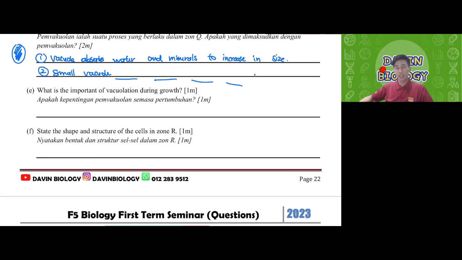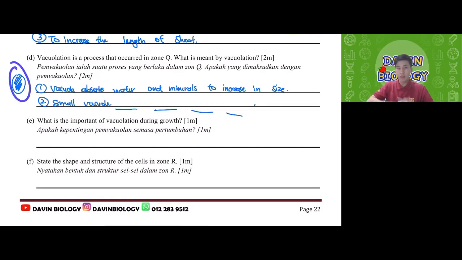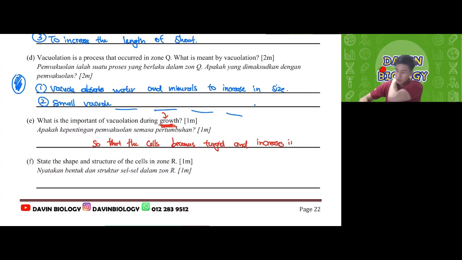Now, what is the importance of vacuolation during growth? Why does the vacuole become big? What importance does it have? What do you guys think? How does it help growth? The cell becomes turgid? But turgid is more of support, right? So if you just say for growth, we just say it is to increase size. Yeah, you can say become turgid too, we write both. So you can say so that the cell becomes turgid and increases in size, mainly. So the vacuole is big, the size is big. That's how the cell becomes big, by relying on the vacuole to absorb water and push, becoming big.